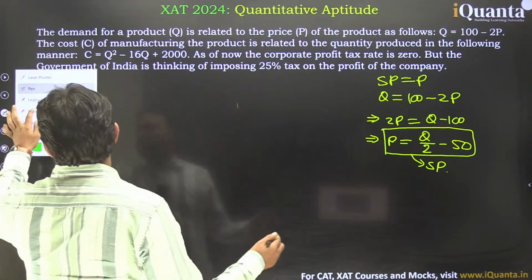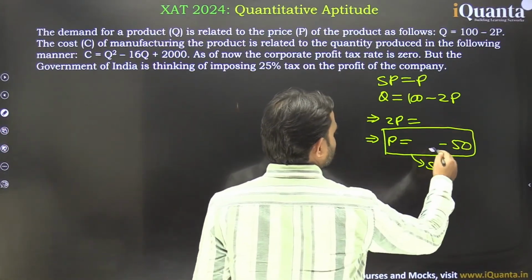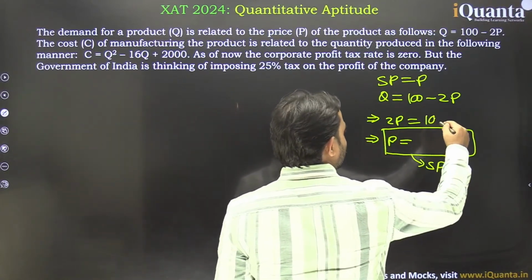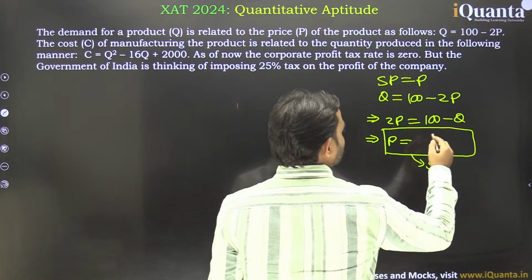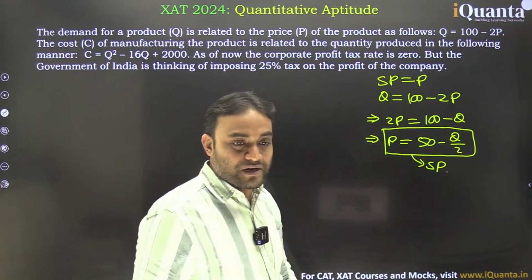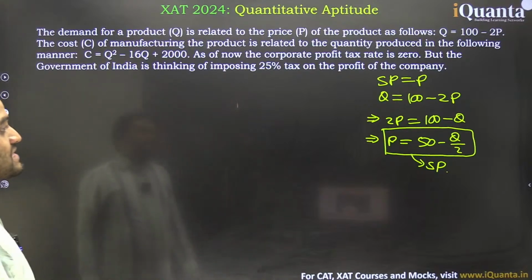100 minus Q. Okay, yes, this should be 100 minus Q. Sorry. So this is 100 minus Q. So this will be 50 minus Q by 2. This is our selling price. Okay guys, this is our selling price.